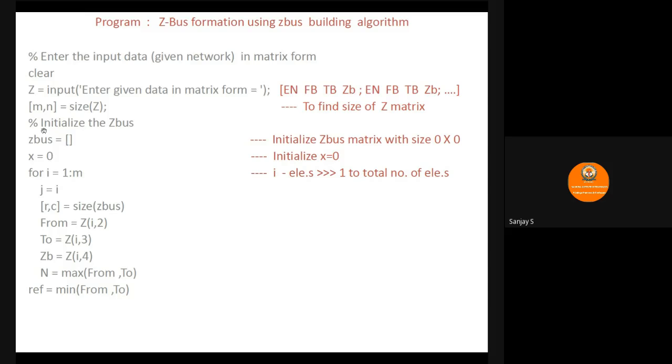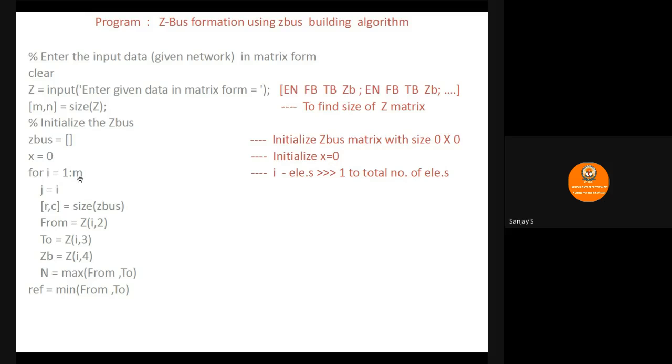Then the next part is initializing the ZBus. Again, please remember, the prefix of percentage symbol means this is a comment and it will not be compiled. So ZBus is equal to null. So you are initializing the ZBus as a null matrix. Then we are defining a variable x which is equal to 0. We initialize the variable x to 0, and in the future it will get updated in the next few lines. For i is equal to 1 to m.